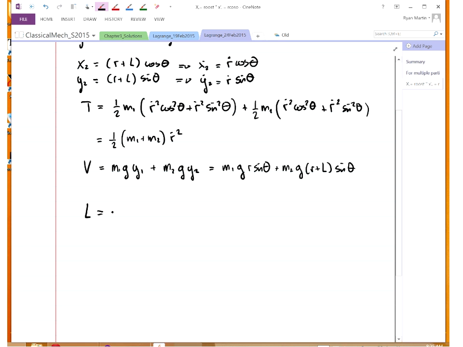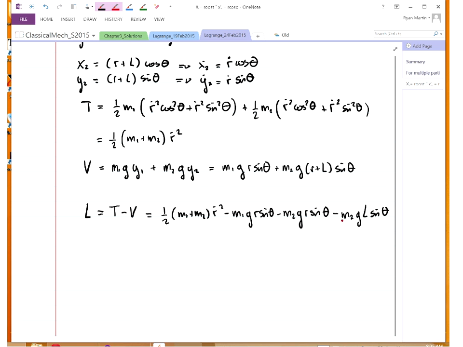So the Lagrangian, we can now write it out, T minus V. So T is a half (M1 plus M2) R dot squared, and then minus V, so it's minus M1 g R sine theta, minus M2 g, I'm going to split that R plus L up, so it's minus M2 g R sine theta, and then minus M2 g L sine theta. Okay?